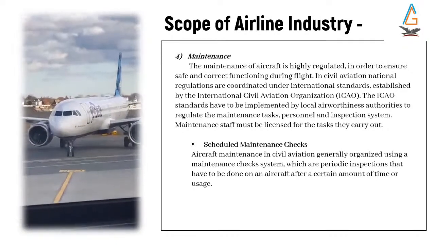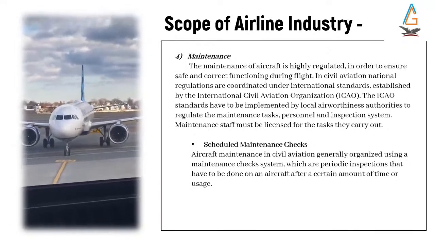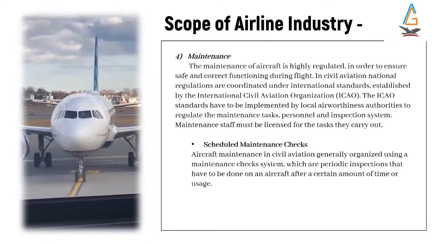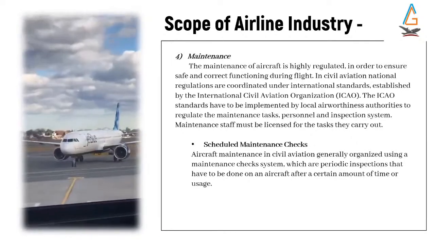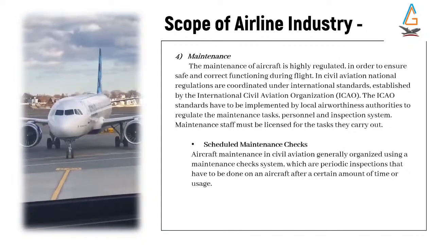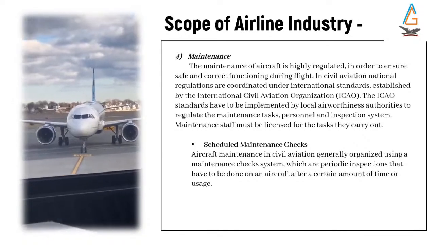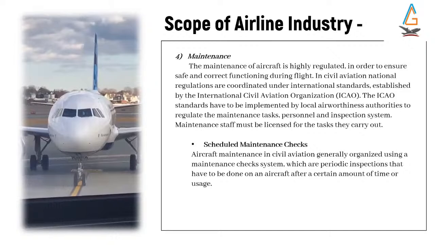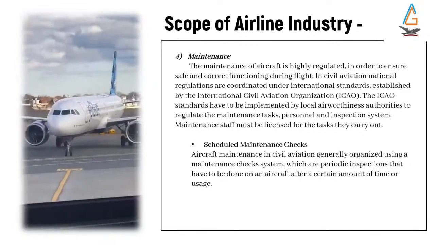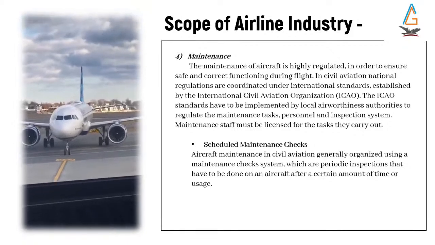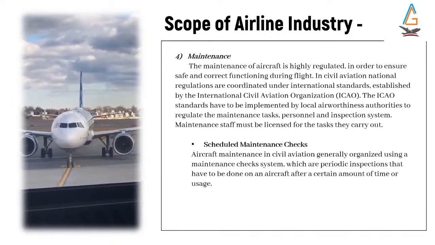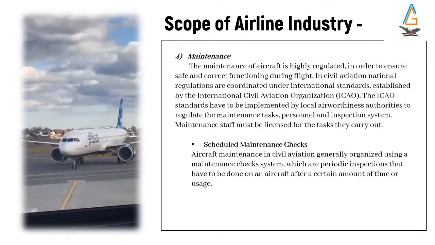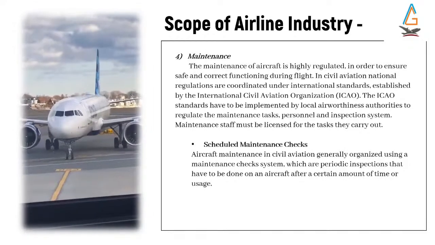Then we have scheduled maintenance checks. Maintenance of an aircraft to be done in certain amount of time. Yes, an aircraft has to go under maintenance after every particular duration set by the company. It could be either a month, every 15 days, or it could be every 30 days. It depends totally on the airline company, whoever owns that aircraft. The aircraft should go under maintenance.